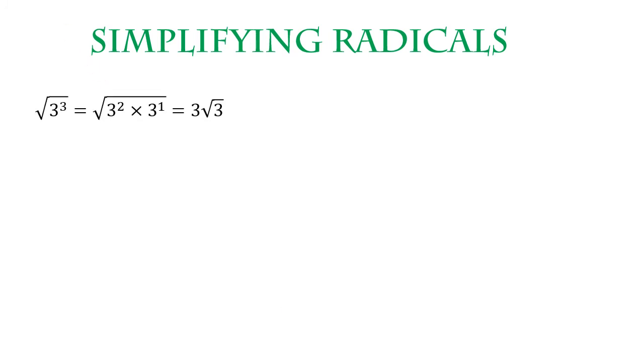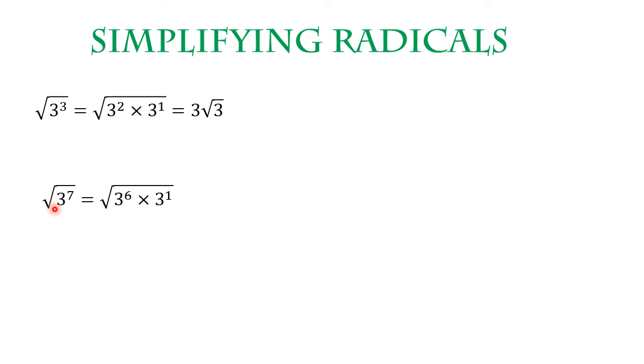Now let's see what happens when we have 3 power odd number. So if this number here is odd, look what we are going to do. We are going to split the power. So 3 power 3 is 3 power 2 times 3 power 1. Okay, so we reduce it to an even power and an odd power. So 3 power 2 will be set free outside of the radical, whereas a 3 will be inside. So the answer is 3 radical 3.